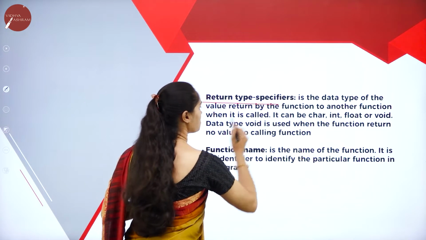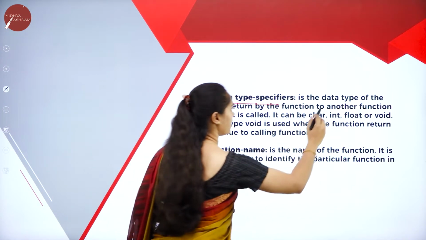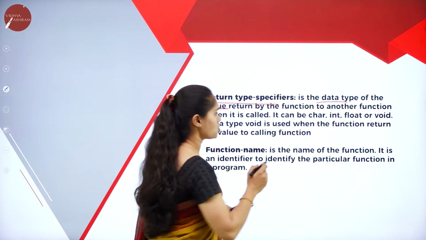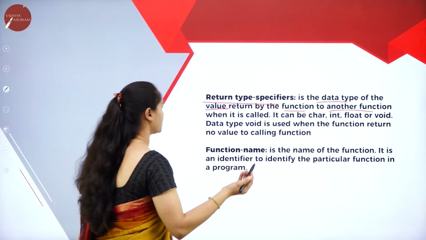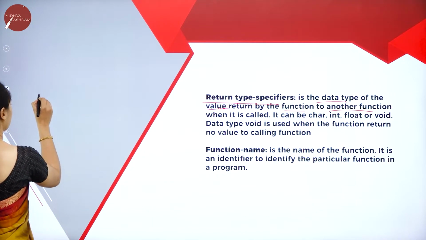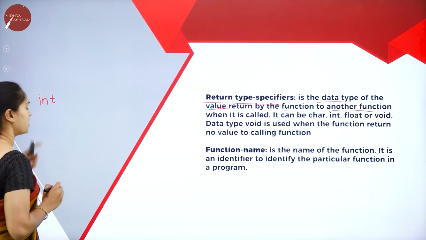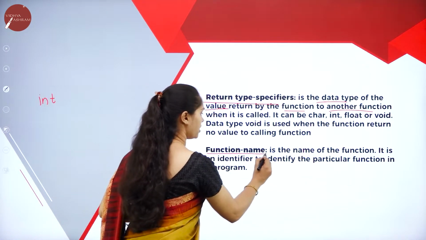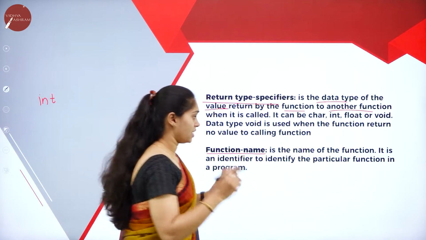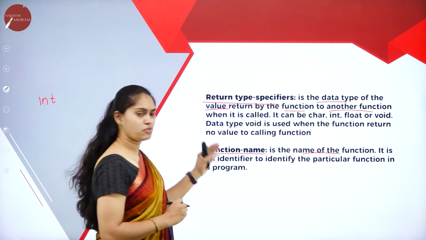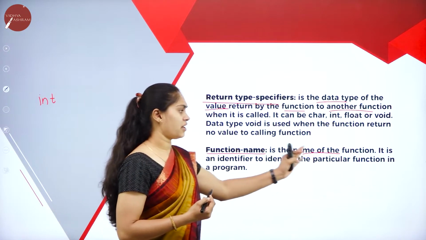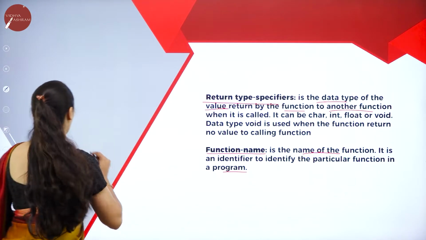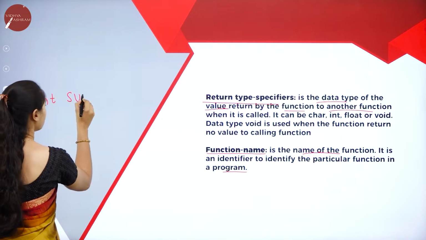So here the return type specifier is just the data type of the value that is going to be returned by the function to another function. For example, if I am using int, what does it indicate? Return type is int here. So let me go with the next one, that is function name. It is nothing but the name of a function. So it will be helpful for me in order to identify a particular function in my program. Let me consider I am using a function name called sum.